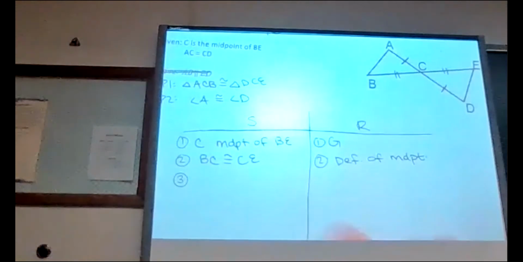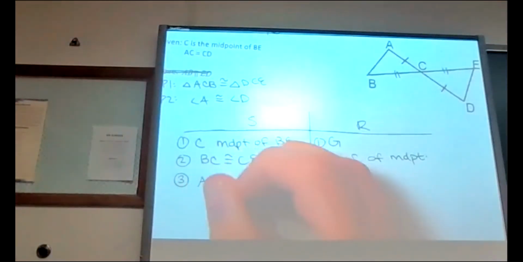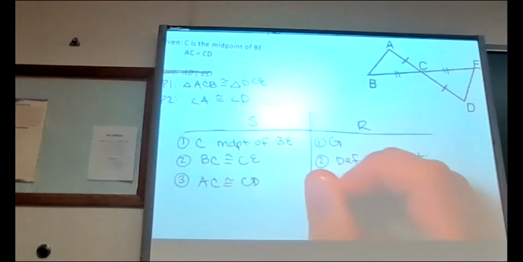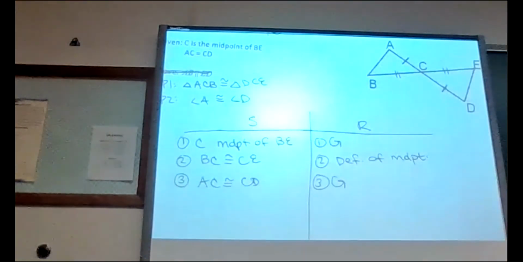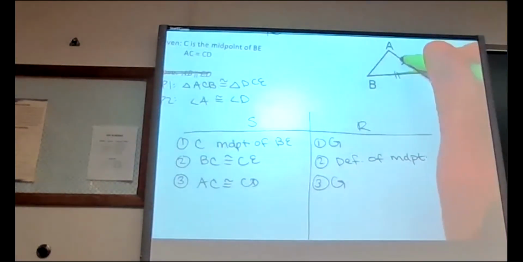I am also given that AC is congruent to CD. That's given to me. It's already marked on my diagram. So I'm through with my givens. What is a look for that I can see here? Vertical angles. These angles here.